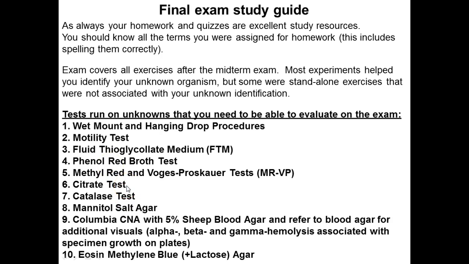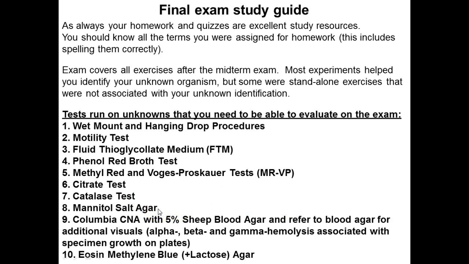The citrate test was to see if they actually could take citrate in, right? If they had citrate permease. They either did or didn't, and they either grew or didn't grow. Catalase test, remember, that enzyme can do what? Turn hydrogen peroxide into what? Water and gaseous oxygen, which is why it does what? It bubbles.